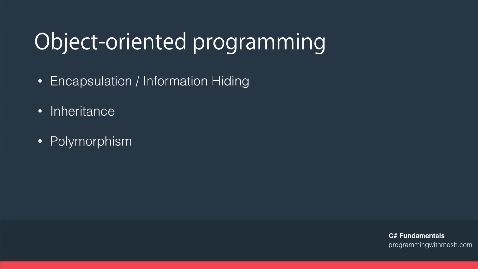In object-oriented programming, which is actually one of my absolute favorite topics, we have 3 major concepts: encapsulation, which is also referred to as information hiding, inheritance, and polymorphism. In this lecture, we are going to learn about encapsulation, and throughout this course, we'll see more examples of achieving encapsulation. We're going to leave inheritance and polymorphism to the later section in this course. Let's start with encapsulation.